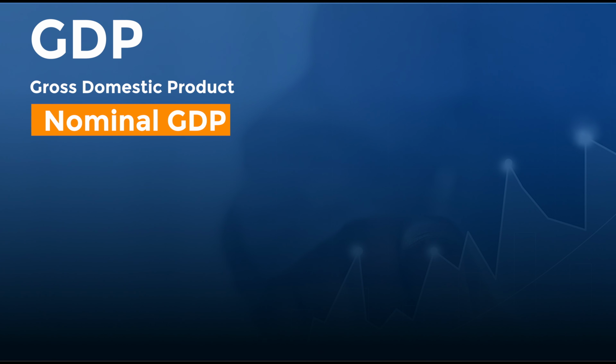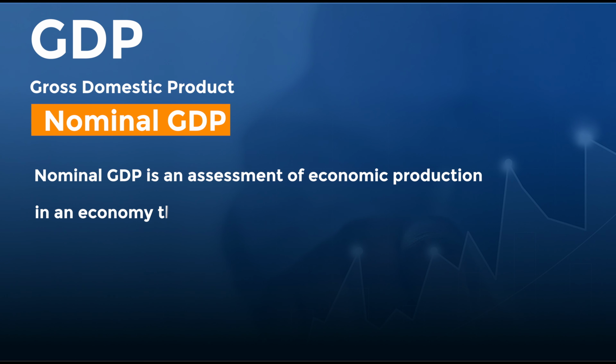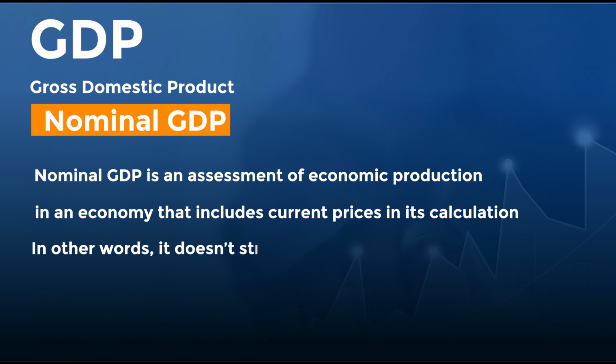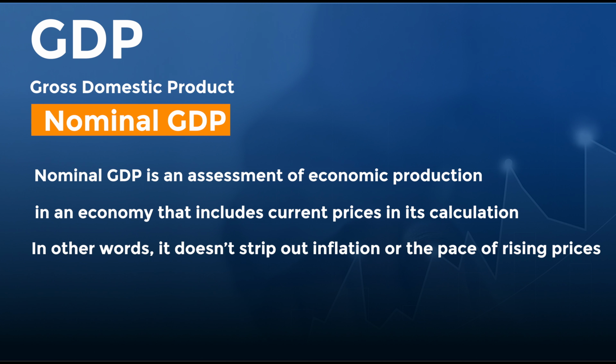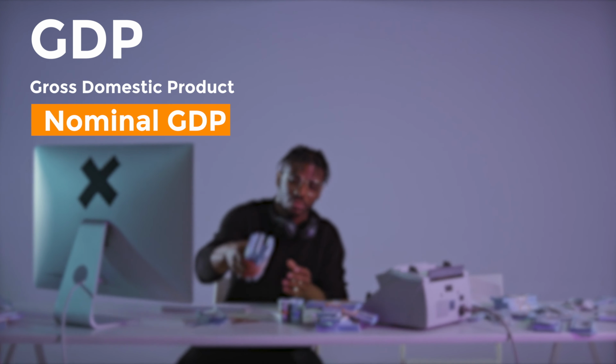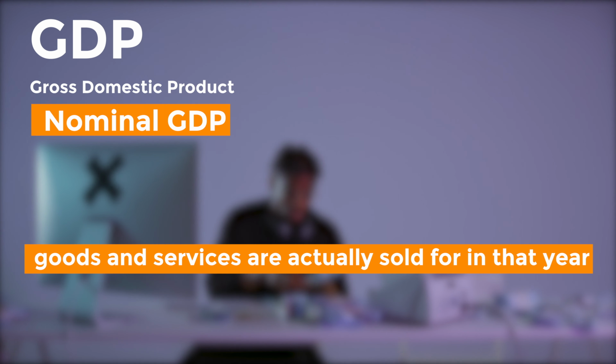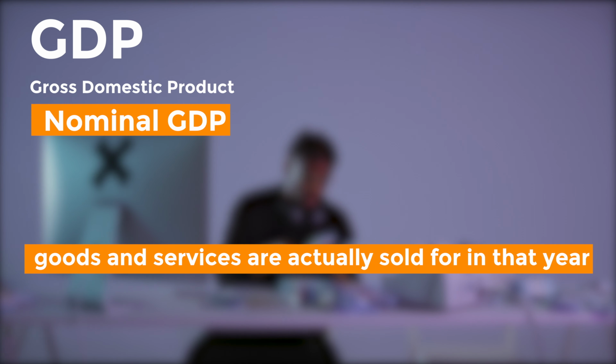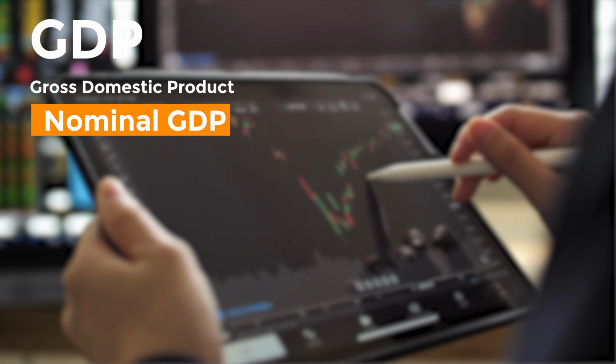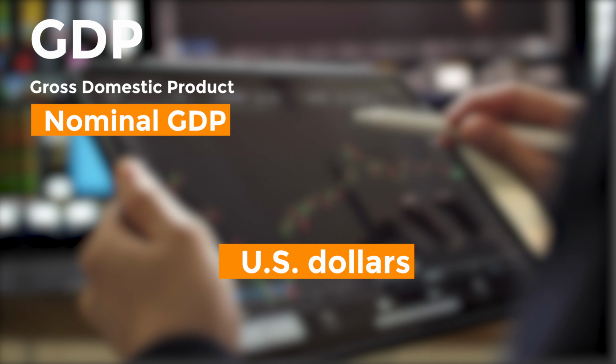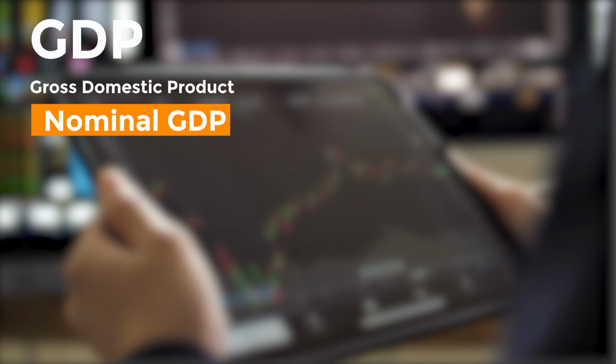So let's see what nominal GDP means. Nominal GDP is an assessment of economic production in an economy that includes current prices in its calculation. In other words, it doesn't strip out inflation, or the rising prices, which can inflate the growth figure. All goods and services counted in nominal GDP are valued at the prices that those goods and services are actually sold for in that year. Nominal GDP is evaluated in either the local currency or US dollars, at the currency market exchange rates, to compare countries' GDPs in purely nominal terms.